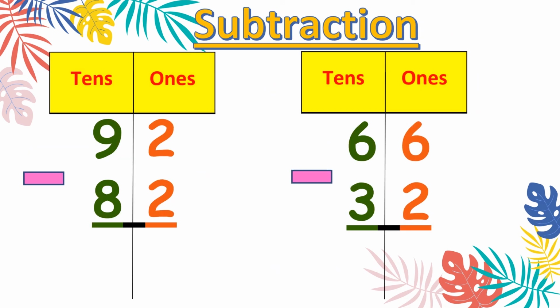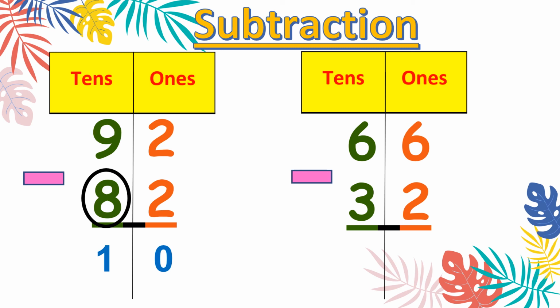Let's practice more. We have here 92 minus 82. We start with ones. In subtraction, we start with ones. 2 minus 2 equals what? I have 2 pencils minus 2 pencils. So the remain is 0. Then we have here in tens place 9 minus 8. Circle the smallest number. Let's count after 8 to stop at 9. After 8, 9. How many fingers do you have now? 1. So the difference is 10.